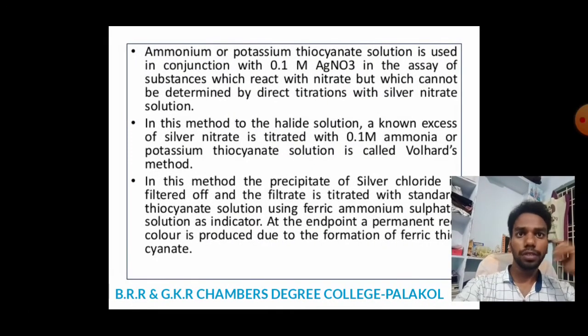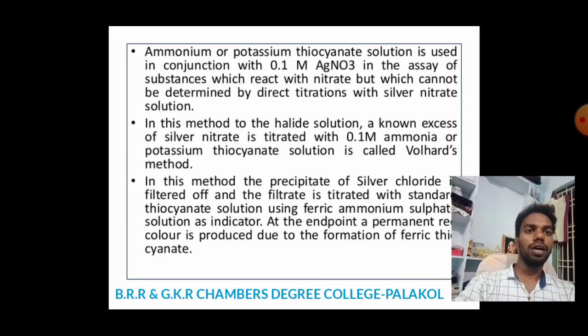Ammonium or potassium thiocyanate solution is used in conjunction with AgNO3 in the assay of a substance which reacts with the nitrate, but which cannot be determined by direct titration with silver nitrate solution. So in this method, to the halide solution, a known excess of silver nitrate is added and titrated with ammonium or potassium thiocyanate solution, which is taken in the burette. This is called the Volhard method.